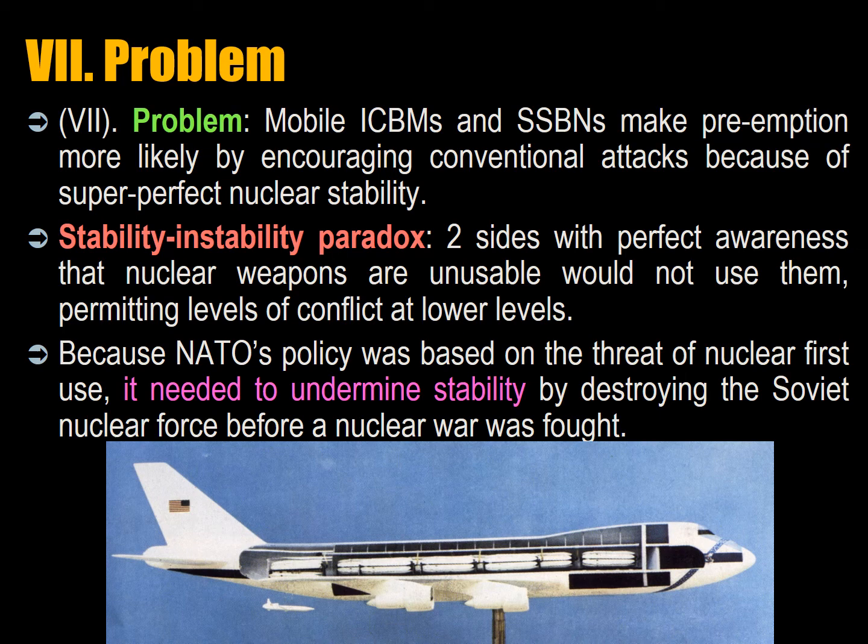Now, because NATO's policy was based on the threat of nuclear first use, because NATO anticipated that if the Soviet Union attacked, NATO's army would not be strong enough to protect West Germany for long, NATO needed to undermine this stability by somehow destroying the Soviet nuclear force before a nuclear war was fought. So NATO needed a way to solve the stability-instability paradox.